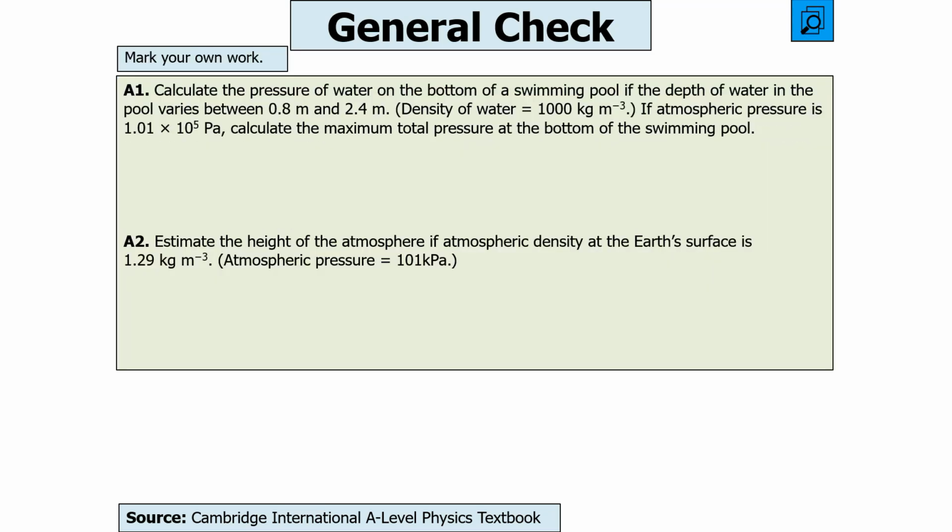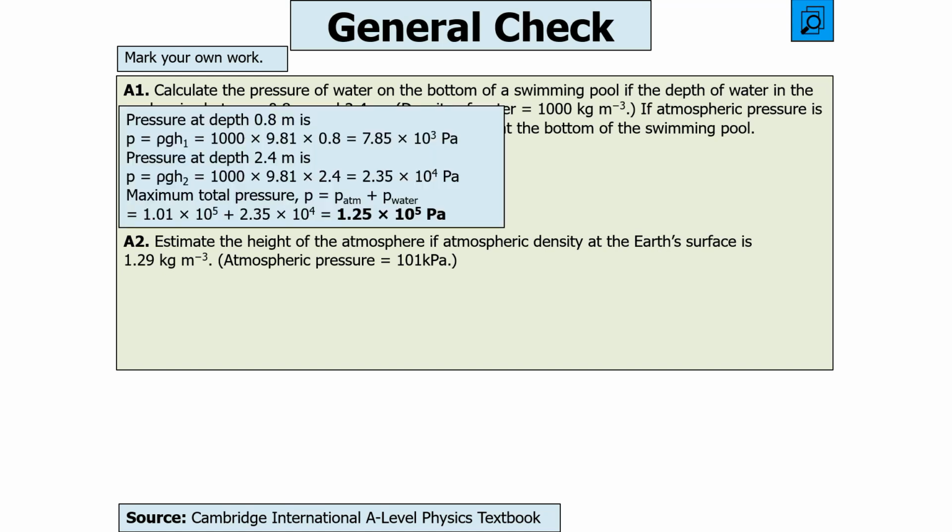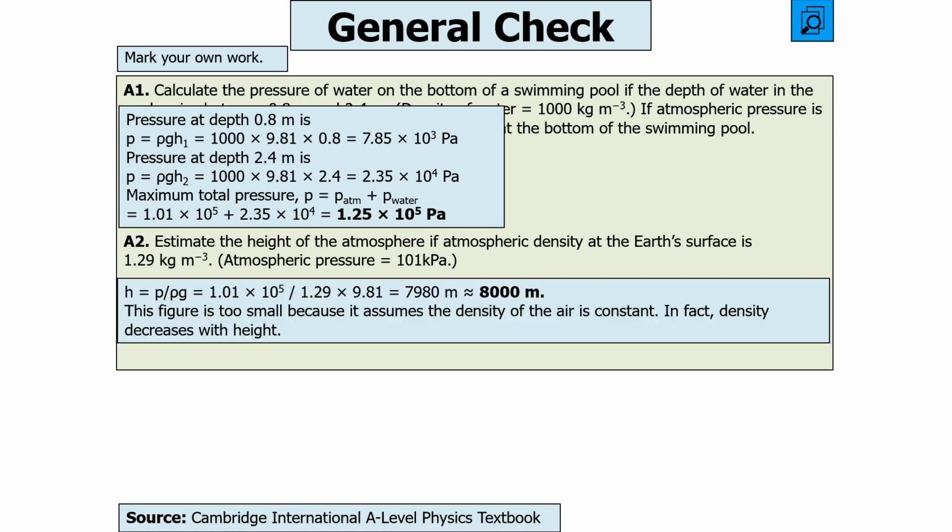Right, in the first question, what do we know? Well, we can work out the pressure at the depth of 0.8 meters by doing rho g h, popping all the values in, and we get 7.85 times 10 to the 3 pascals. We can therefore do the pressure at 2.4 meters, and we work it out to be 2.35 times 10 to the 4 pascals. So therefore the maximum total pressure is going to be the one at the bottom at 2.4 meters. We can add that to the pressure of the atmosphere because that's also pushing down on us. So we add the two together to be 1.25 times 10 to the 5 pascals. In the next question, we want to work out h because it asks for the height.